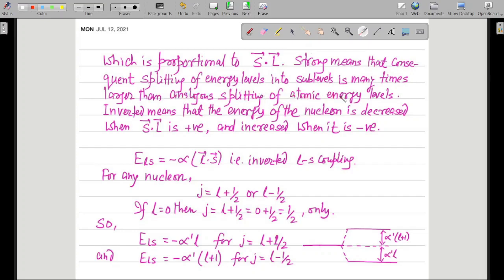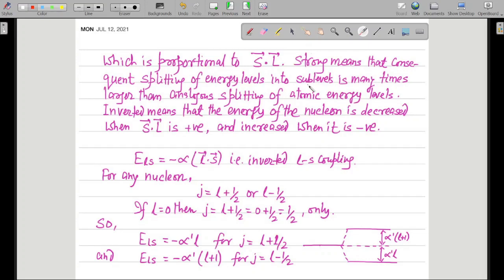So the splitting of nuclear energy levels is due to very, very strong inverted spin orbit coupling. The splitting is of the order of kilo electron volt instead of electron volt. Electron volt was for atomic energy levels, and for nuclear energy levels the splitting is of the order of kilo electron volt. Let me repeat, for atomic energy levels the splitting due to coupling is of the order of electron volt.